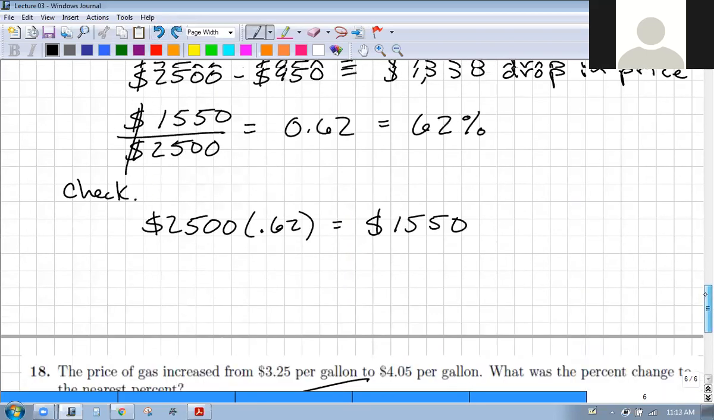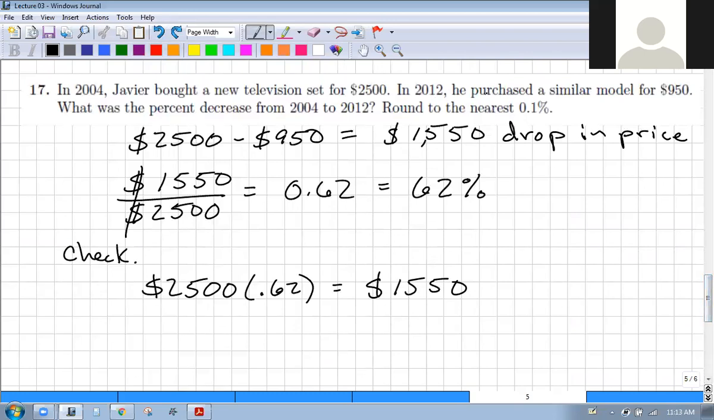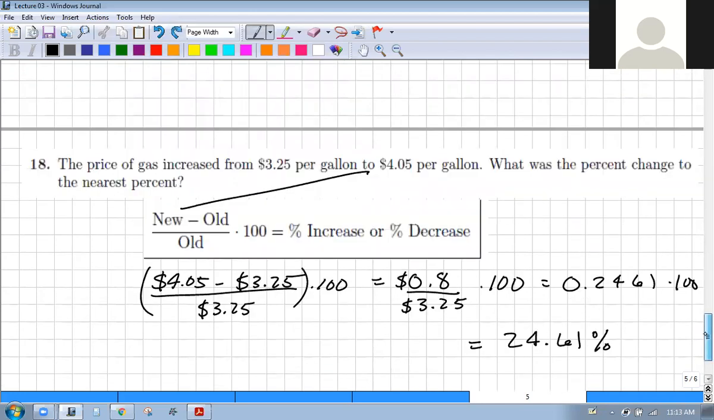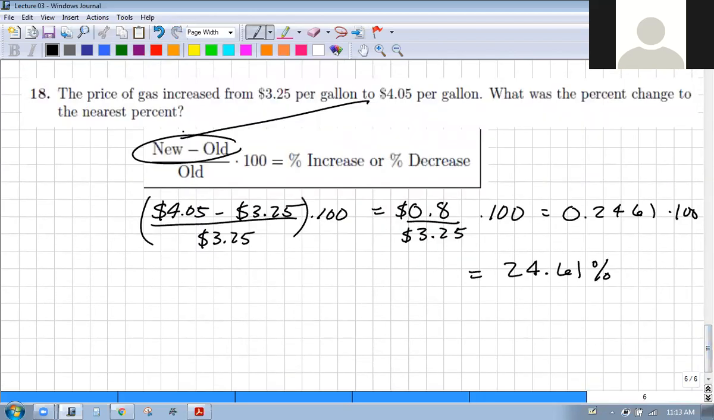It's like what we did up here in this problem where we went from 2,500 to 950. We took the difference, and that was 1,550, and then we divided it by the old price. And then we took that and multiplied it by 100 to get the 62%. So it's just the difference divided by the old price, and that gives you your percentage. If it's positive, it's an increase. If it's negative, it's a decrease.